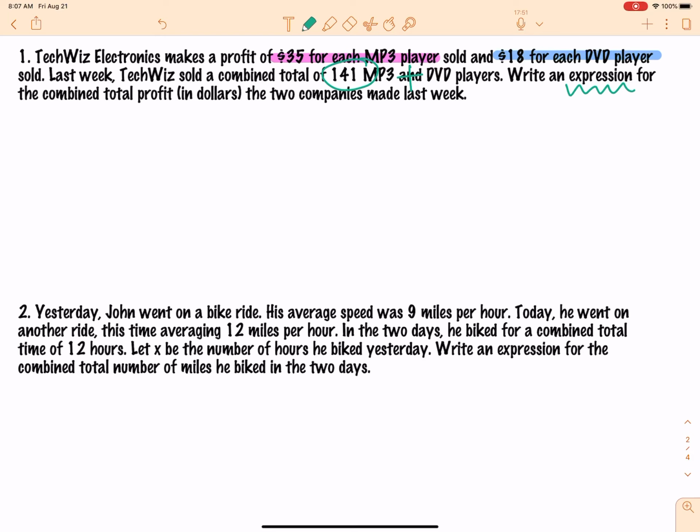So I'm going to say let X equal MP3 players sold. So how many MP3 players were sold is going to be X. They sold 141 in total MP3 and DVDs. Okay, so let's, again, I like to think of examples because sometimes you guys don't know how to think in general terms of like X, like some random number X. So I just like to substitute answers.